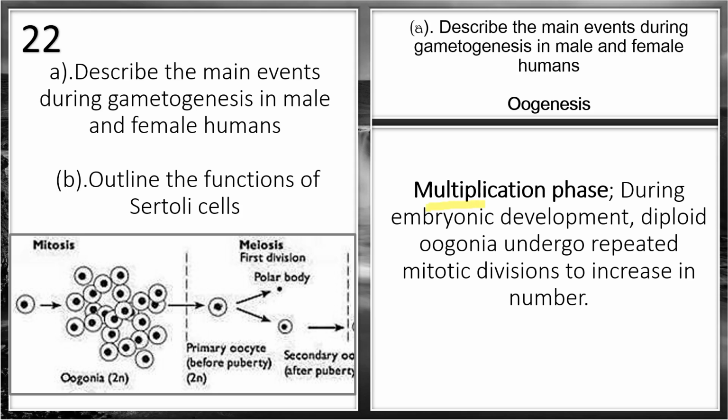There is the multiplication phase. During the embryonic development, diploid oogonia undergo repeated mitotic division to increase in number. So we have our diploid oogonia here undergoing the multiplication phase. They multiply mitotically and form very many oogonia, which are also diploid.